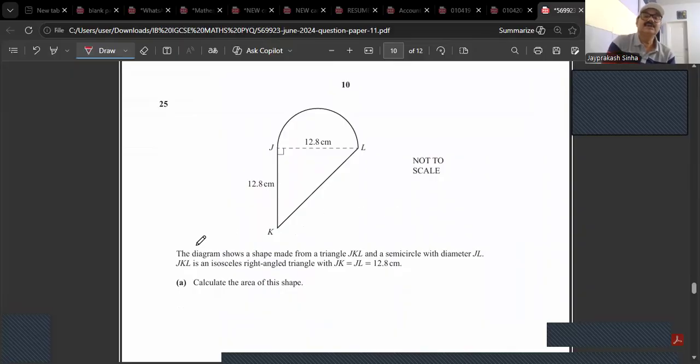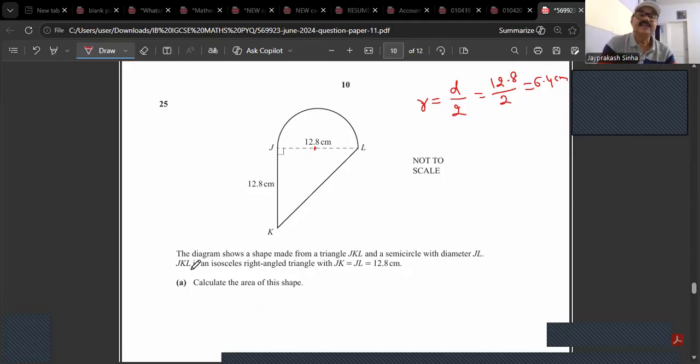Okay. Now the diagram shows a shape made from a triangle JKL and a semicircle with diameter JL. If the diameter is 12.8, then what is the radius? Radius is half of the diameter. Radius is equal to d by 2, isn't it? So radius will be 12.8 upon 2. That is 6.4 centimeter.